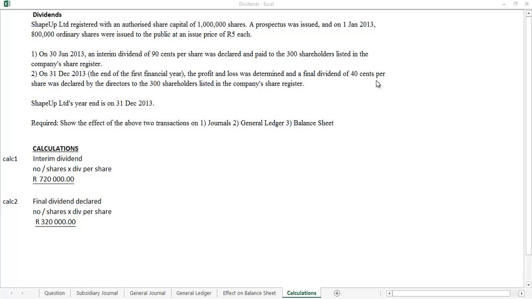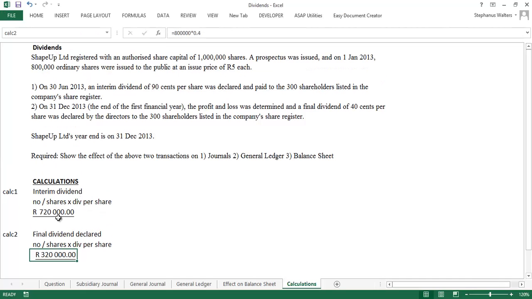So it's 40 cents per share that was declared by the directors to the 300 shareholders listed. So we're not going to say 300 shareholders multiplied by 40 cents. Instead, we're going to take the total shares in issue, which is the 800,000, and multiply that by the 40 cents. So if you look at the formula bar at the top, 800,000 times 0.4 Rand, which is 40 cents, and that gives me my 320,000 Rand of final dividends that was declared.